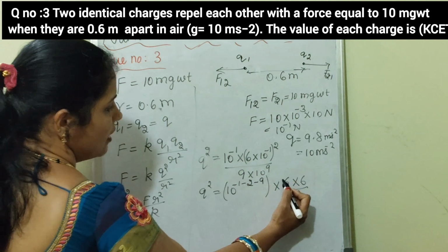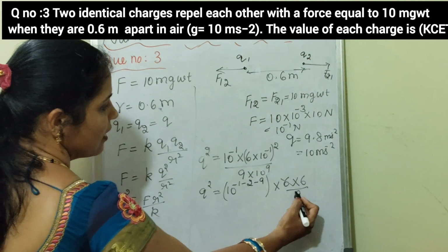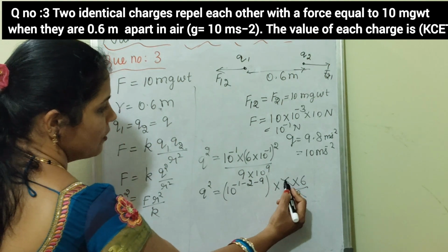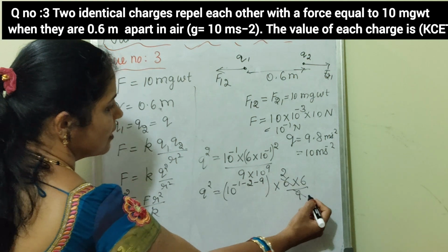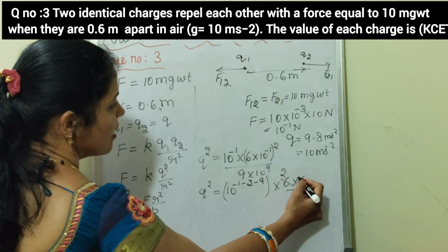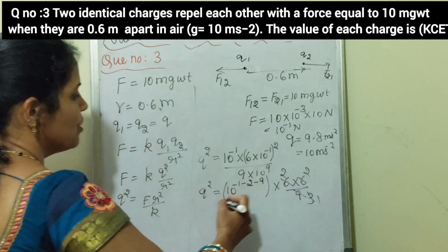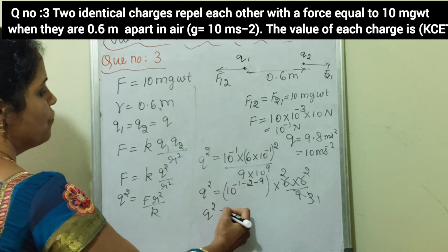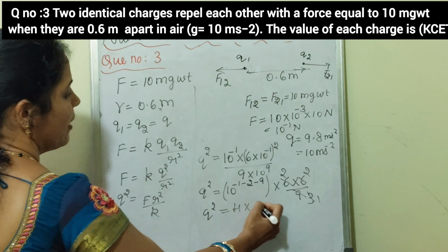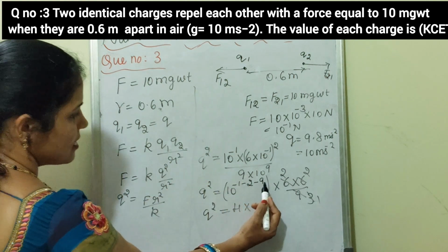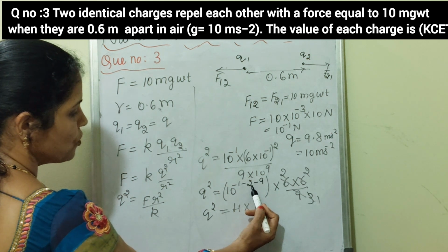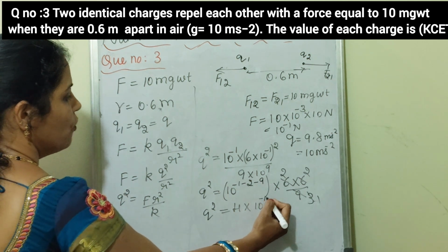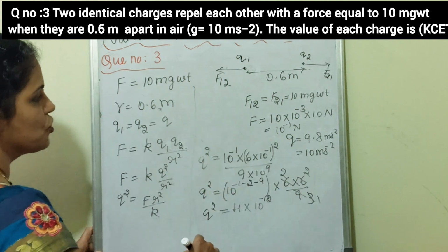Now let us simplify this further. Divide by 3, see, it is common for 3. So 3 twos are 6, 3 threes are 9, 3 ones are 3, 3 twos are 6. So 2 into 2, Q square is 4 into 10 to the power. Look at this number: minus 9 minus 1 is minus 10, minus 2 is minus 12. 4 into 10 to the power minus 12.